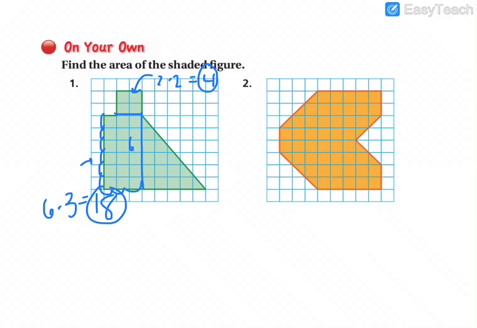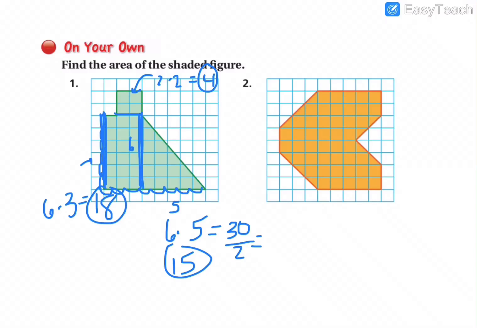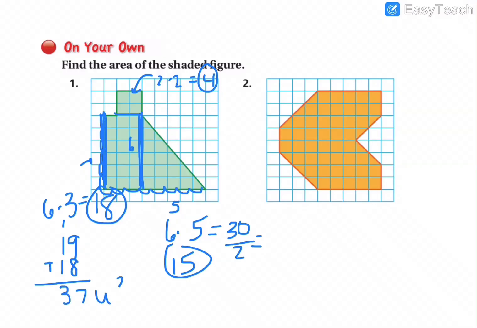And then the last piece, I already counted this, so I know that this is 6. That's one thing that you have to pay attention to: it's a rectangle, so you don't have to count that again. That's 6. 1, 2, 3, 4, 5. So 6 times 5 divided by 2, which is 15. And then add them up. We have 15 plus 18 plus 4. 15 and 4 is 19, so I'm doing 19 and 18, which is 37 units squared, or u squared.